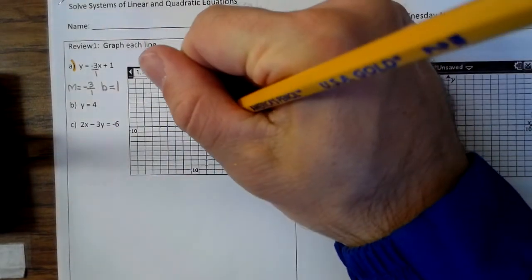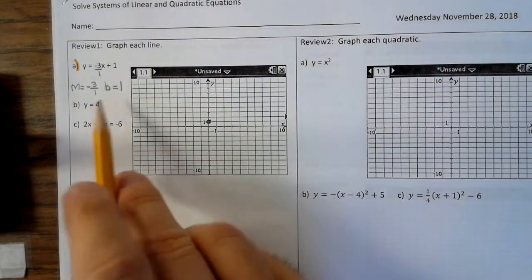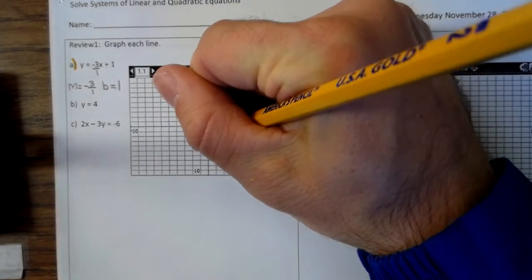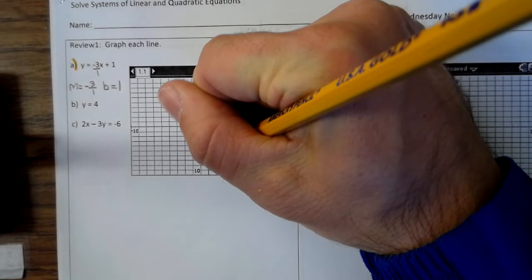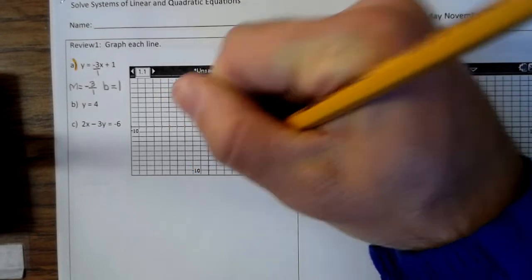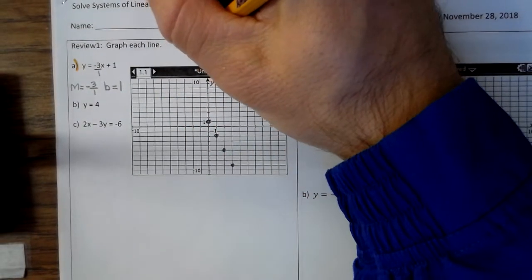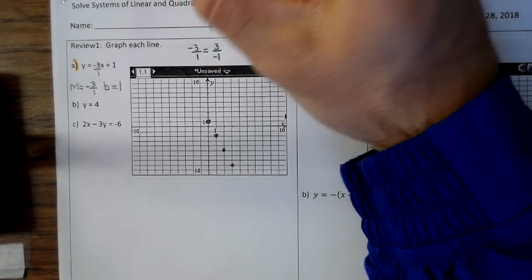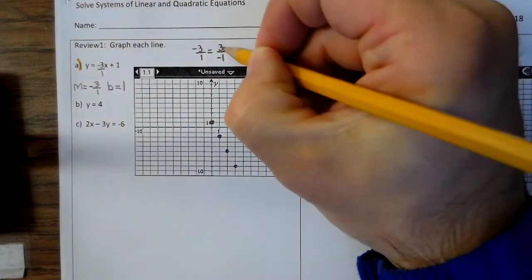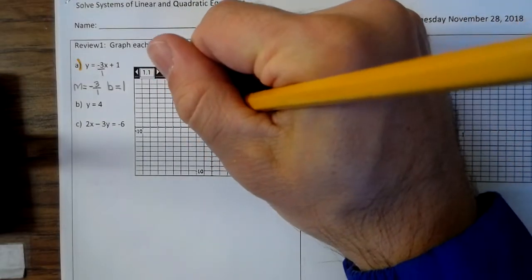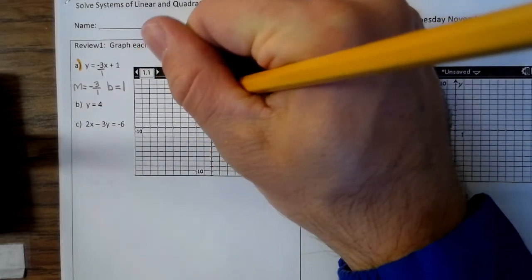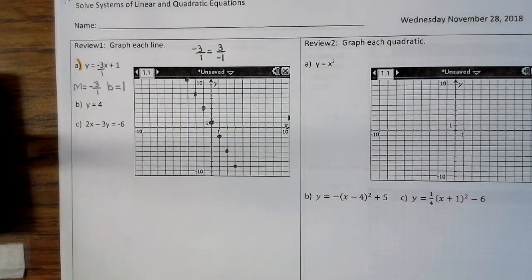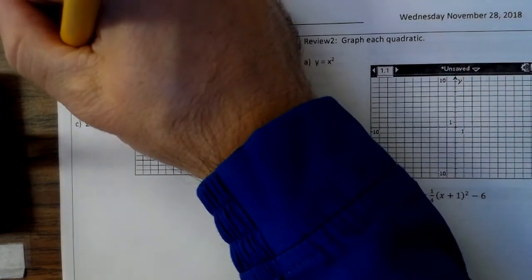So we start at 1, and then slope tells us we go down 3, to the right 1. So down 1, 2, 3, to the right 1, and repeat. And remember, negative 3 divided by 1 can also be written as 3 divided by negative 1. So we could actually go up 3, left 1. So up 1, 2, 3, to the left 1, and repeat. Again, we're going to do A in yellow.